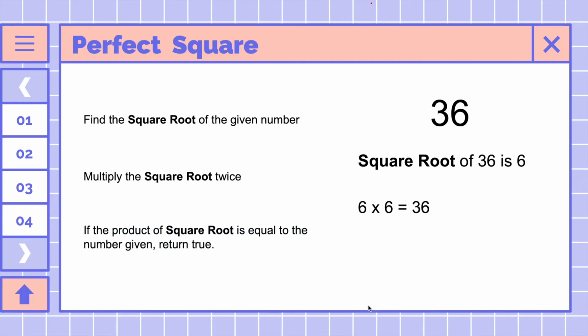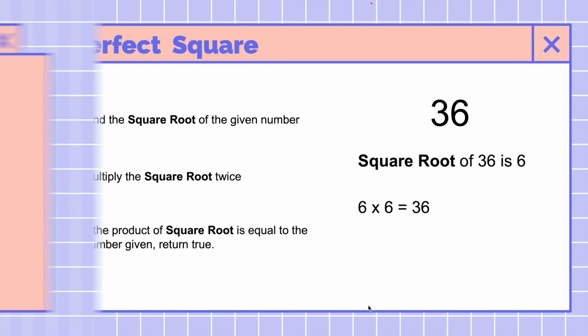And if the product of the square root is equal to the given number, return true. As you can see, 36 is equal to the given number, which is 36. So this is a perfect square number.